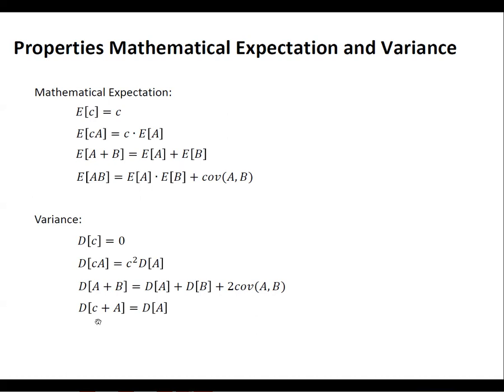The fourth property of variance is that the variance of the sum of a constant and a random variable is the variance of the random variable itself. This property is a direct consequence of the third property, since the variance of a constant is equal to 0 and the covariance of a random variable with a constant is also equal to 0.